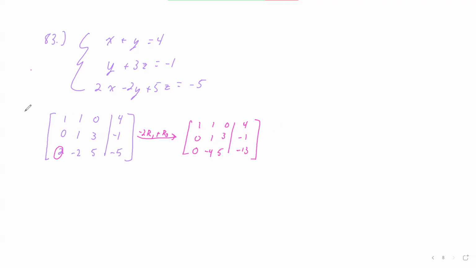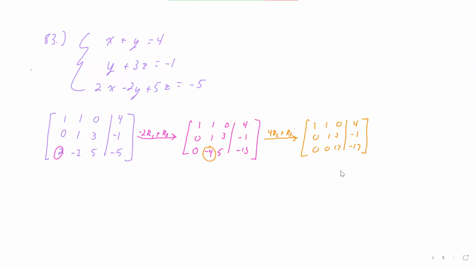Now I can make this one become a 0. So now I'm going to take 4 times row 2 plus row 3. So 4 times 0 plus 0 is 0. 4 times 1 plus -4 is 0. 4 times 3 is 12, plus 5 is 17. And then 4 times -1 plus -3 is -17.